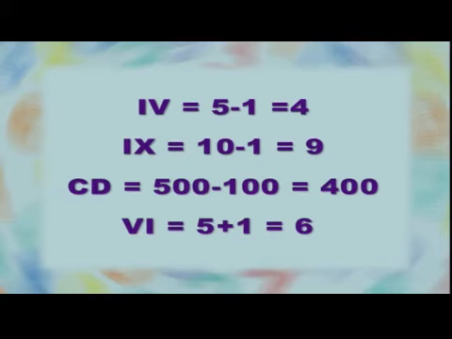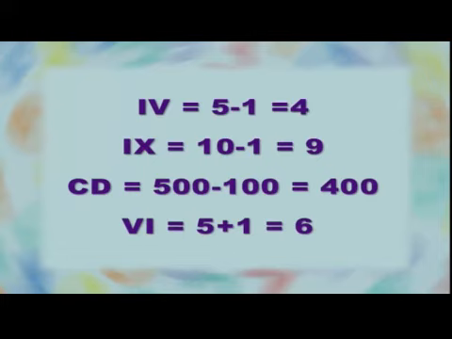The fifth rule is, if a symbol with a smaller value is written on the left of a symbol with a larger value, then its value is subtracted from the value of the greater symbol. For example, if we have IV, then it is considered as 5 minus 1 which is equal to 4. If we have IX, then we will have 10 minus 1 which is equal to 9. Another example, CD is equal to 500 minus 100, which is 400.